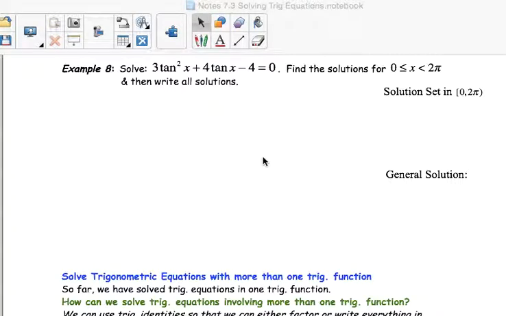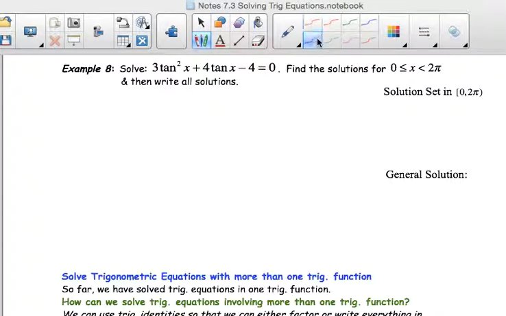Solution to example 8 from note 7.3, days 1 and 2. And here we're going to try to solve the following equation: 3 tangent squared x plus 4 tangent x minus 4 equals 0. In order to solve this, if you'd like, you can use a u substitution and let tangent x equal u and then solve it.